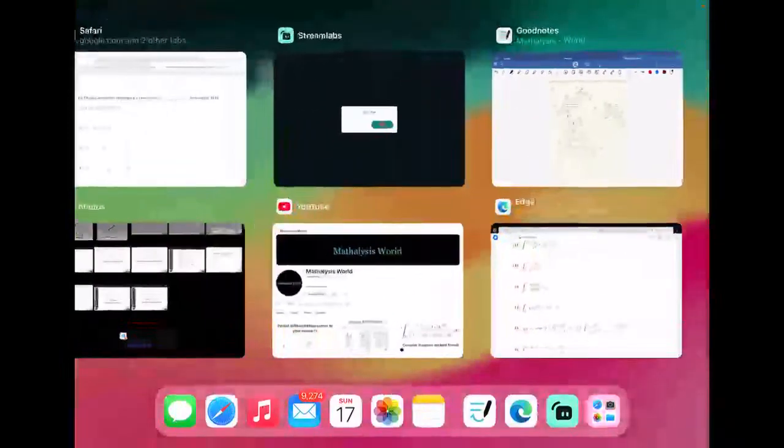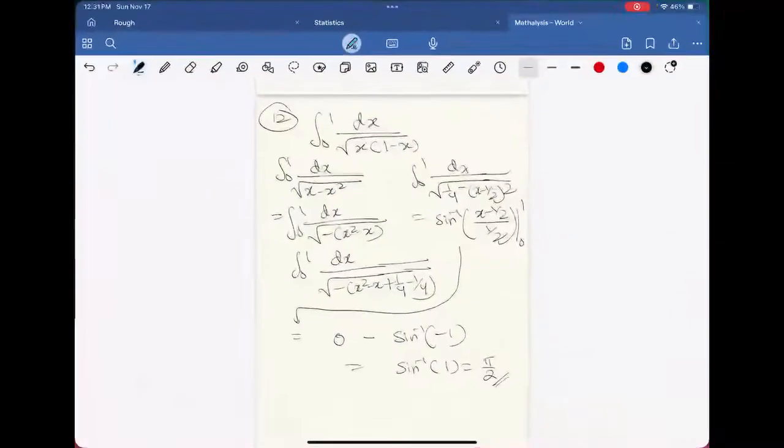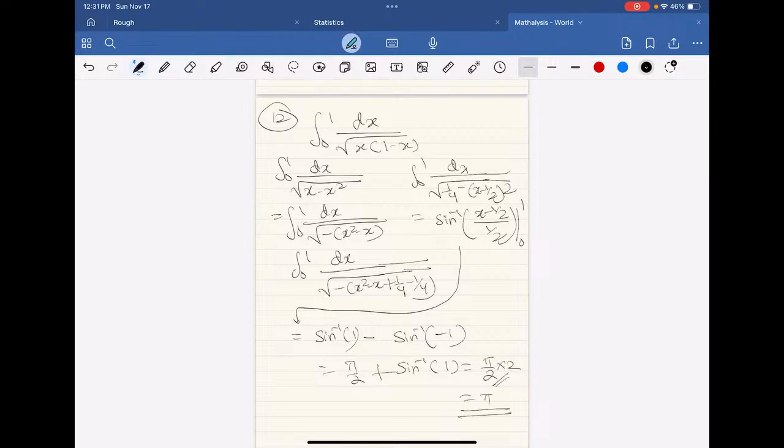This was a simple one. Pi by... wait, pi by 2 is not the answer? How is pi by 2 not the answer, guys? Oh, even at 1, this will be sine inverse of 1 actually. This will just be sine inverse of 1. So this will actually be pi by 2 plus pi by 2, which is pi by 2 times 2, which is just pi. So pi is the answer, guys. Right? Okay.